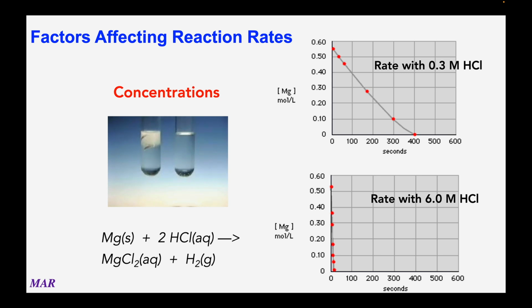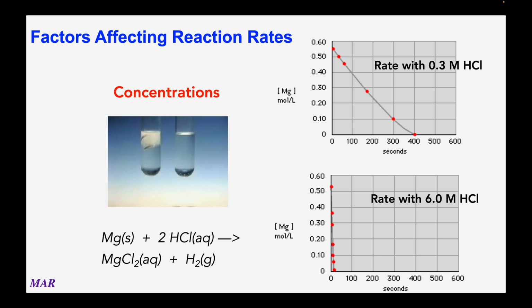Both of those test tubes have hydrochloric acid, but in one test tube, the concentration of HCl was 6.0 moles per liter, and that's a lot bigger than 0.3 moles per liter. And you can see how the magnesium metal reacted super fast with the 6 molar HCl and very slowly with the 0.3 molar HCl.